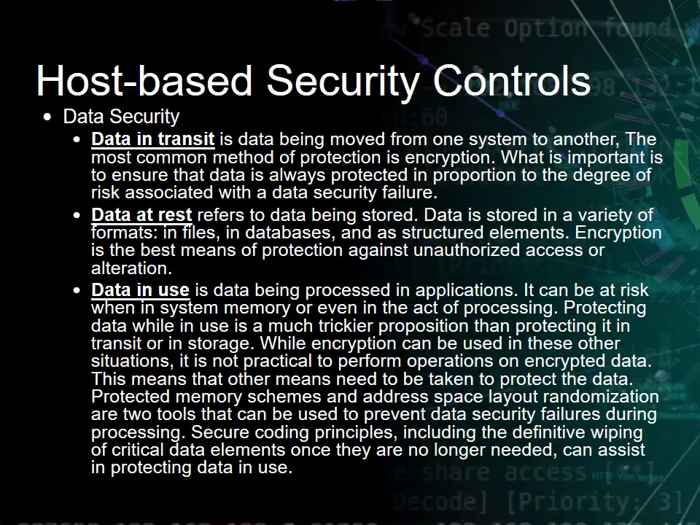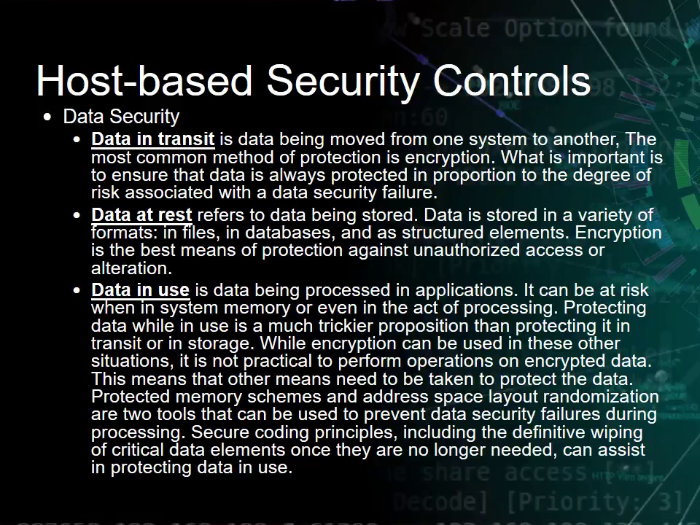So sometimes when we talk about data security, we talk about what state the data is in. And essentially there are three states. There's data in transit, data at rest, and data in use. Data in transit is data being moved from one system to another. The most common method of protection in this case is encryption.